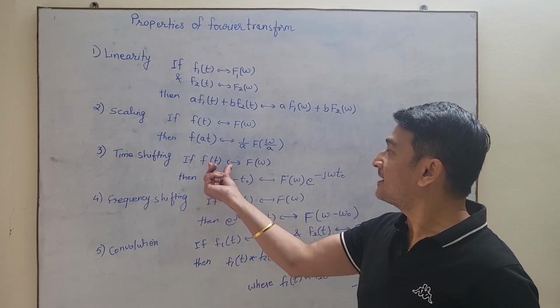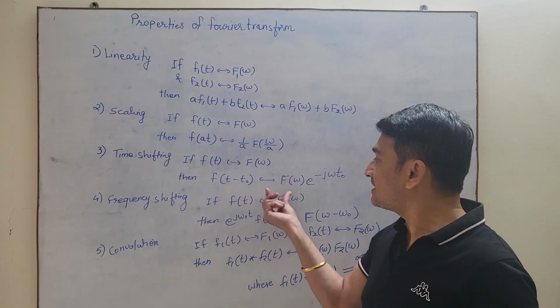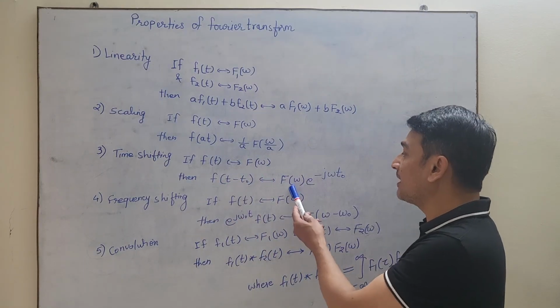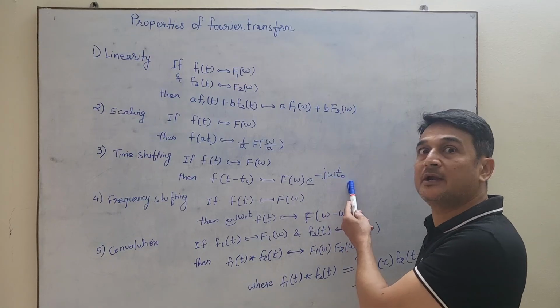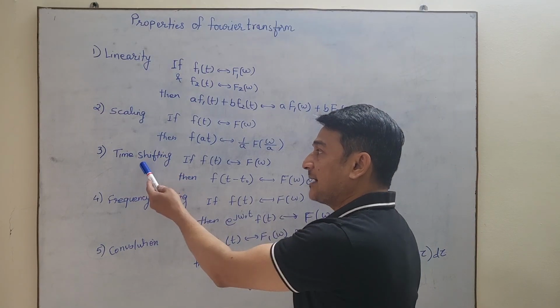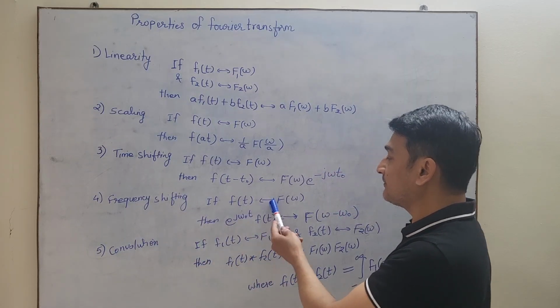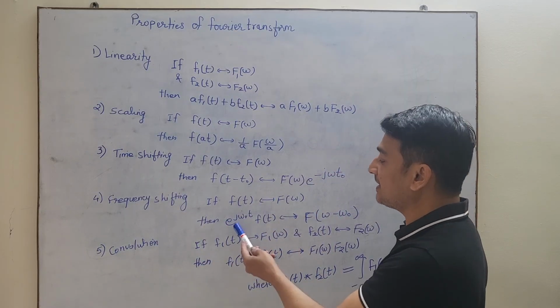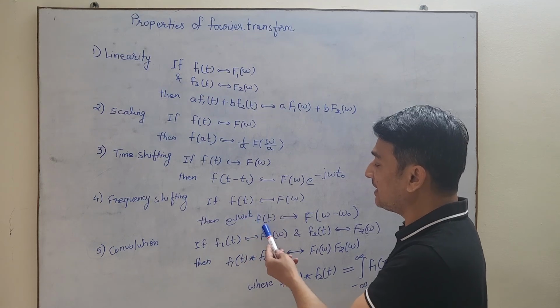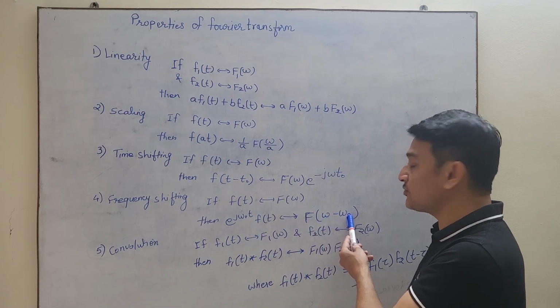Time shifting says that if f(t) has a Fourier transform F(omega), then f(t minus t naught) has a Fourier transform F(omega) e raised to the power minus j omega t naught. Same as time shifting, we have another property, the frequency shifting property, which says that if f(t) has a Fourier transform F(omega), then e raised to the power j omega naught t into f(t) has Fourier transform F(omega minus omega naught).